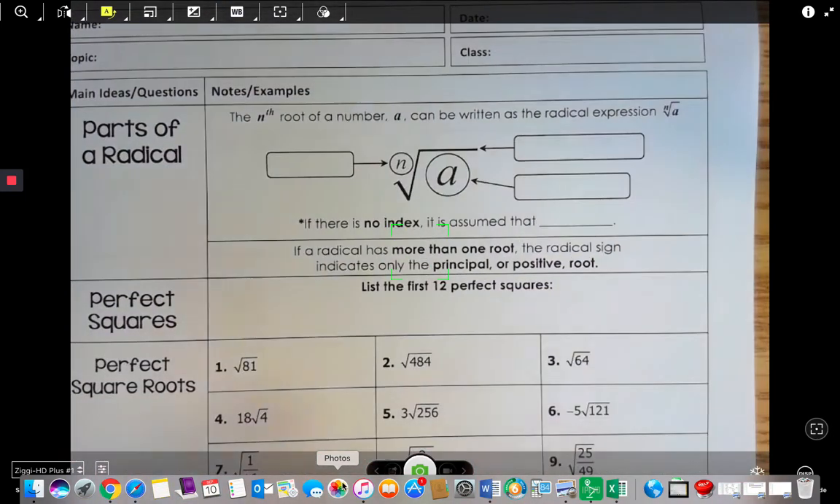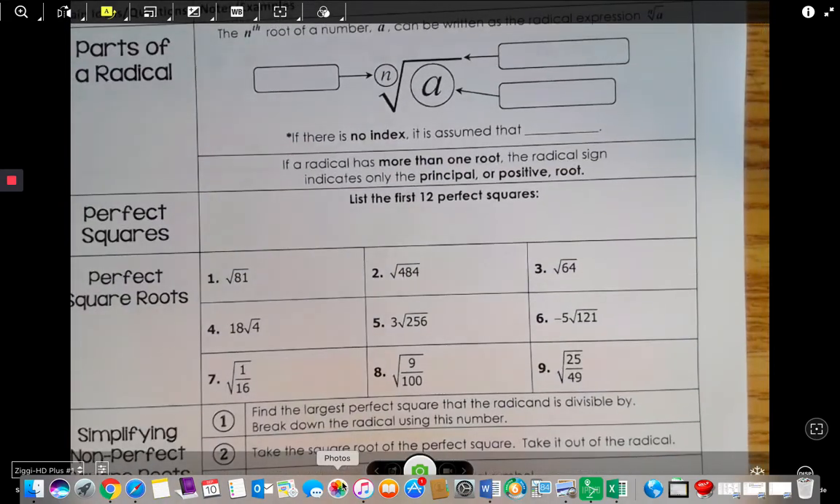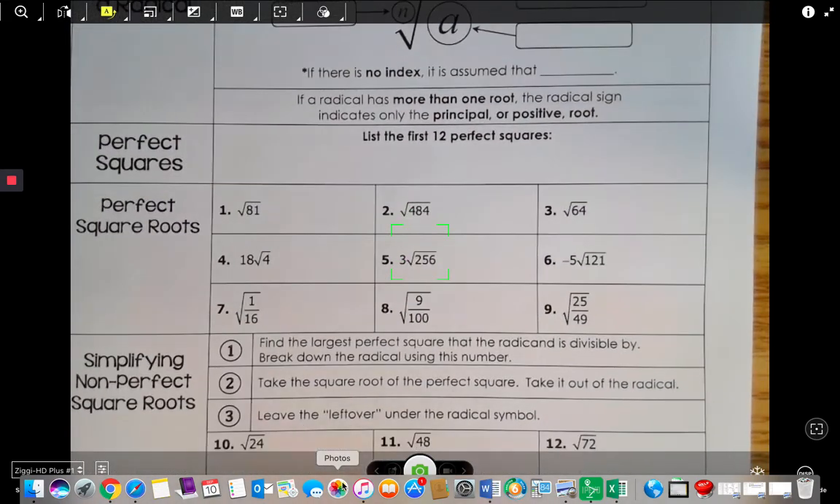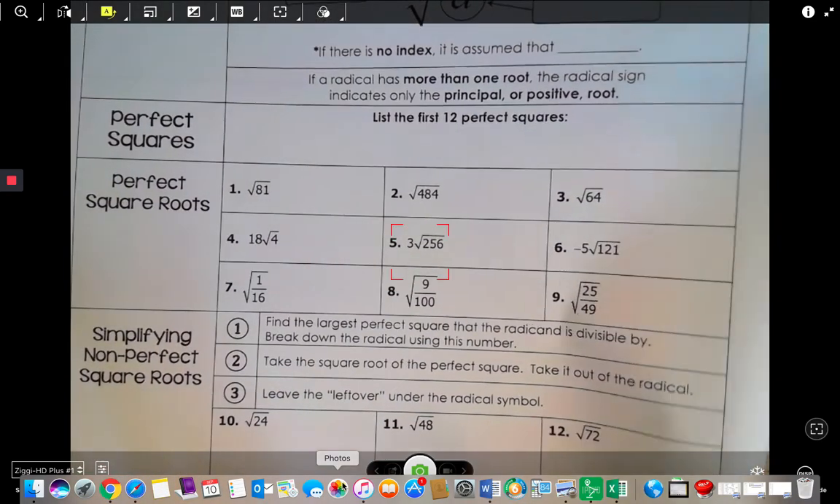Alright, so we're also going to take a look at the parts of a radical. I'm not really worried about the different parts of a radical as much as I am about you solving a radical. I know some of you have had issues with that in the past few lessons, so I thought today would be a good idea to go over that with you guys.